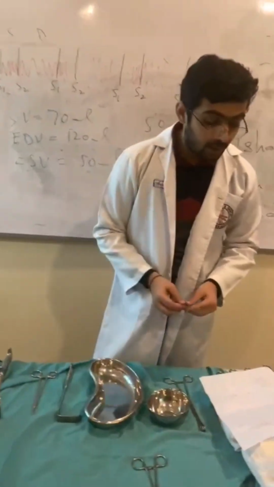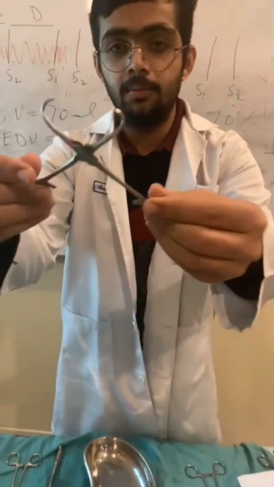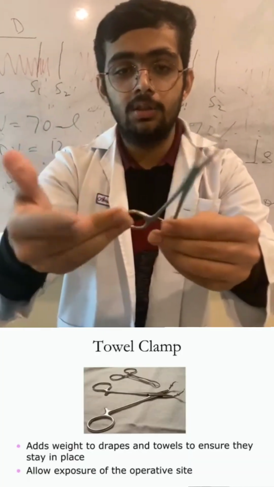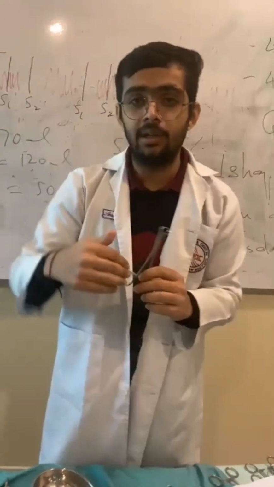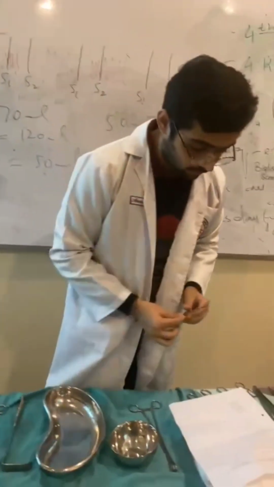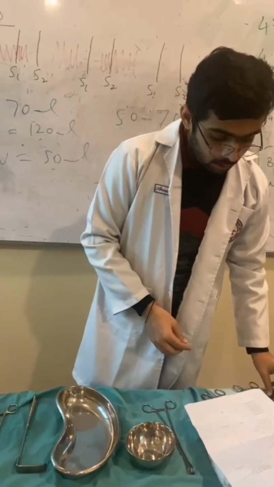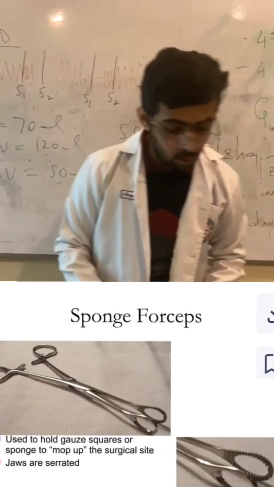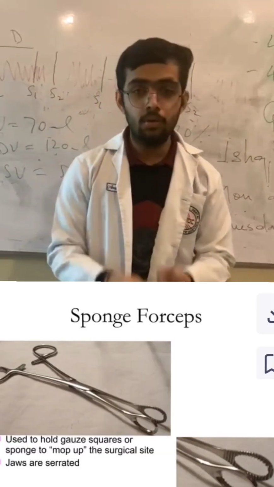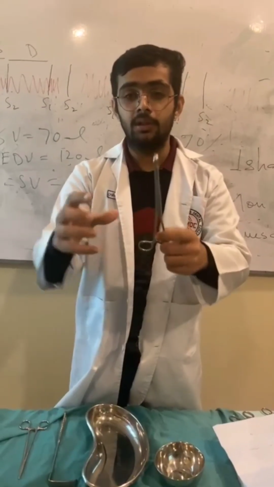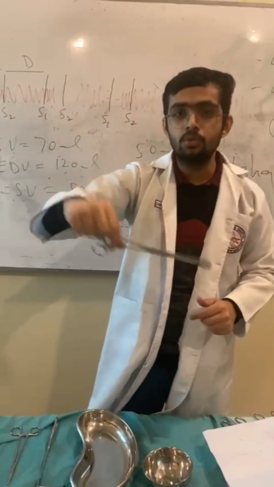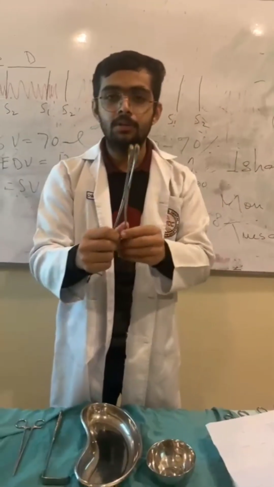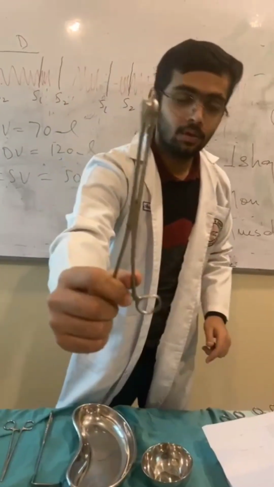Then we have the towel clip. This is a towel clip. As the surgical cloth keeps shifting during surgery, we put this on and leave it so that it stays in place. This is the clip towel. So we have the sponge holder. We know that we use the gauze. We hold it, dip it in iodine, and also use it for cleaning purposes. So this is a sponge holder.